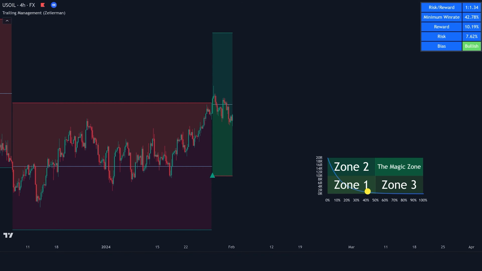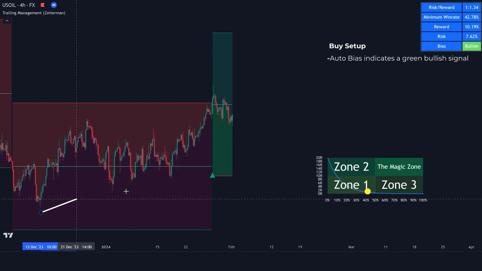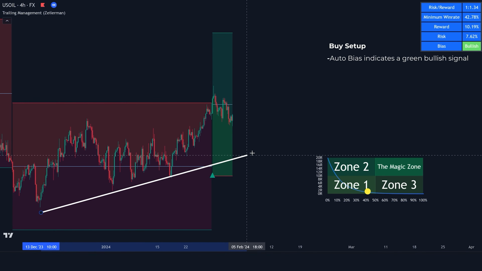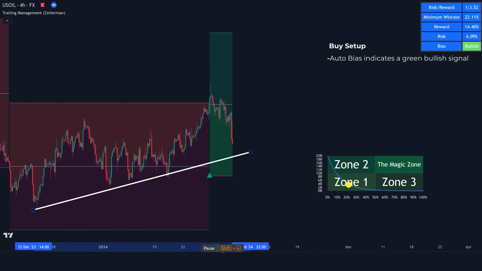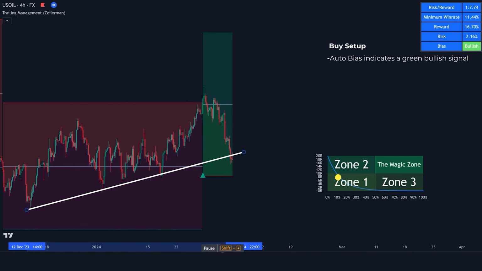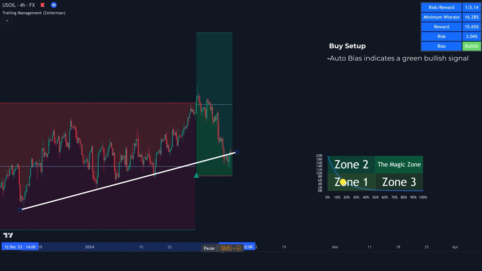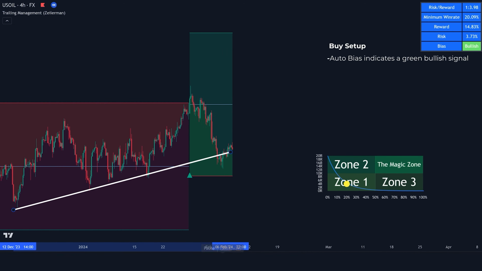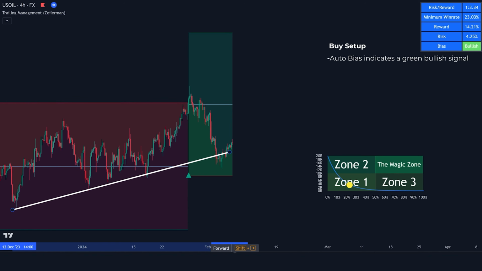Next, we're going to explore how we can use the Trailing Management Indicator in our trade by entry scenario. The Auto Bias feature indicates a strong bullish trend, as evidenced by the price making higher highs and higher lows. For a robust buy entry, we'll wait for the price to pull back to the trend line. This strategy allows us to place a smaller stop loss, thereby reducing our capital risk while aiming for higher rewards.